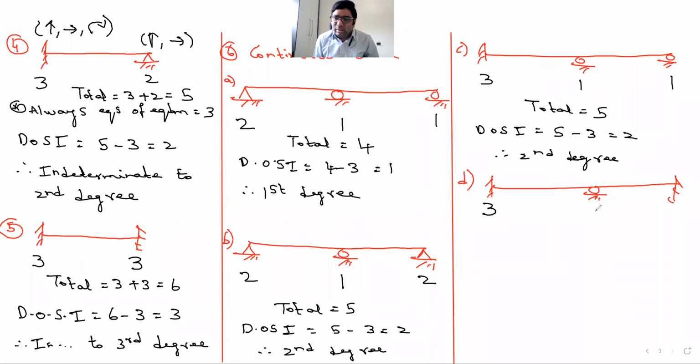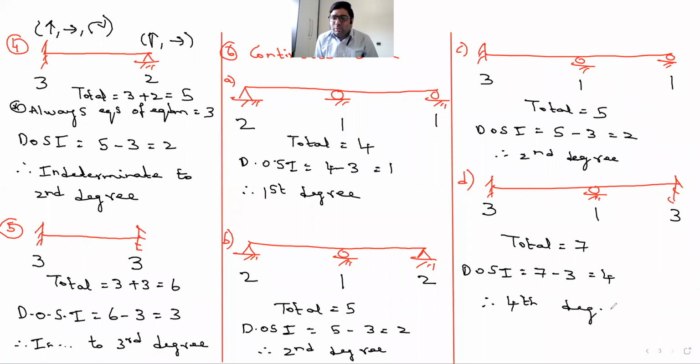Wonderful. Here 3, 1, 3. Oh, such a big problem this is. It's a huge problem, right? So total is equal to how much? 7. And degree of static indeterminacy is equal to 7 minus 3, that is equal to 4. Therefore, it is statically indeterminate to fourth degree. All of you are clear with the concept now, for the continuous beam with various types of supports: cantilever, simply supported, fixed, propped cantilever, and different types of continuous beam. Okay.